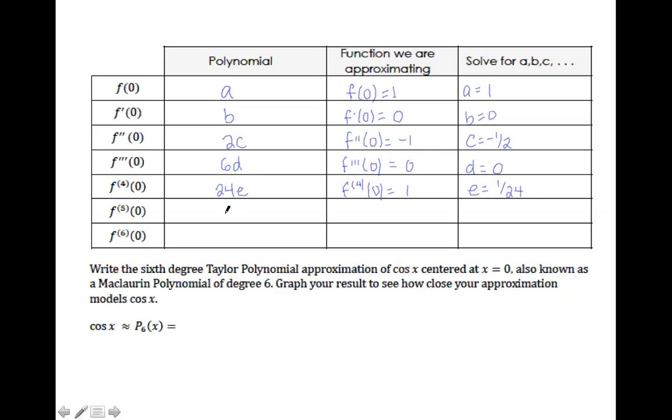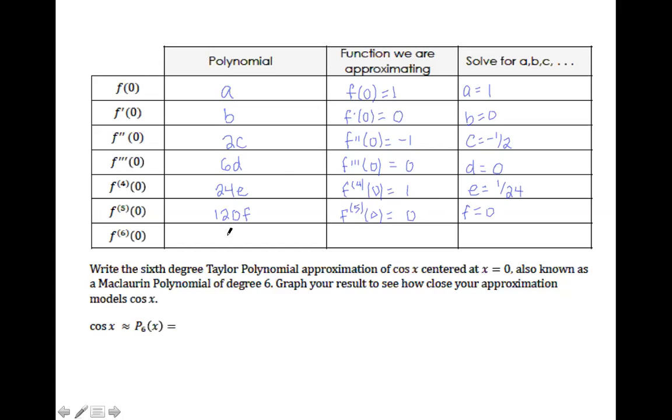Our fifth derivative, we had 120f, right? This is just putting in 0 for all those x's we had. The fifth derivative of our original function would have been negative sine 0, which is 0. So our f is equal to 0.